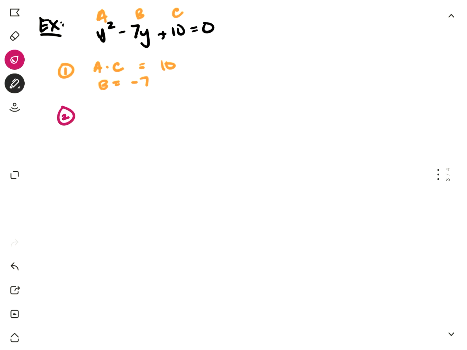Now be careful here, because the only way we can multiply to get a positive and add to get a negative is if they're both negative. If you can remember that, that's going to make life easier. So let's try some things here. I can do negative 1 times negative 10. But those are going to add up to get negative 11. That's not it. I could do negative 2 and negative 5. And when we add those up, they come out to be negative 7. Right, so this is the one we're looking for.